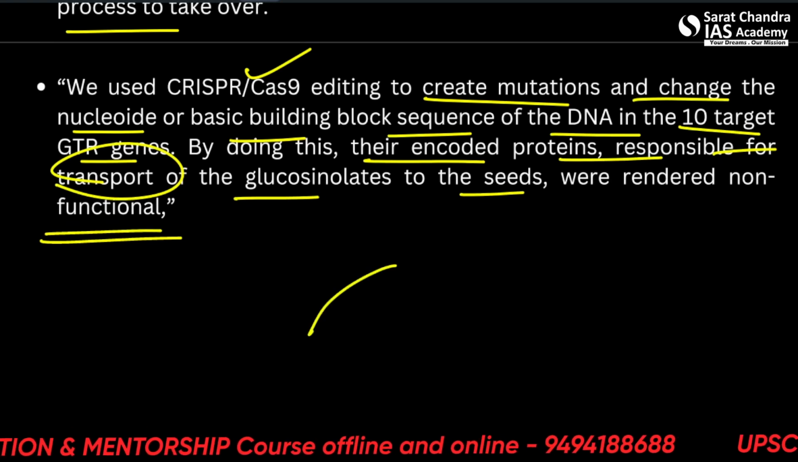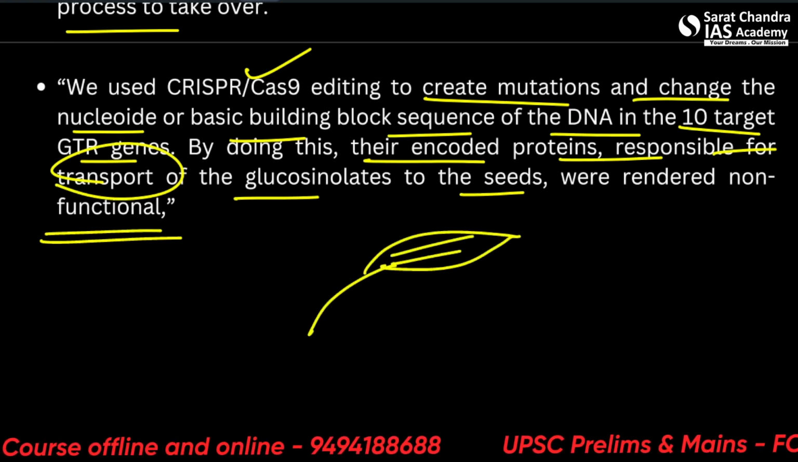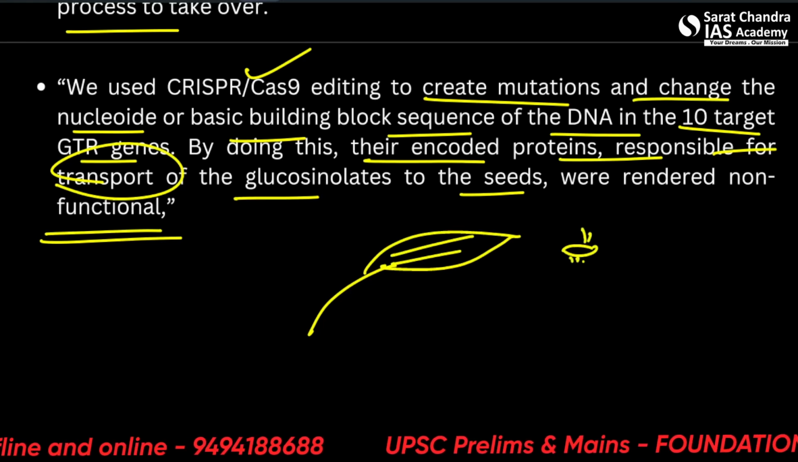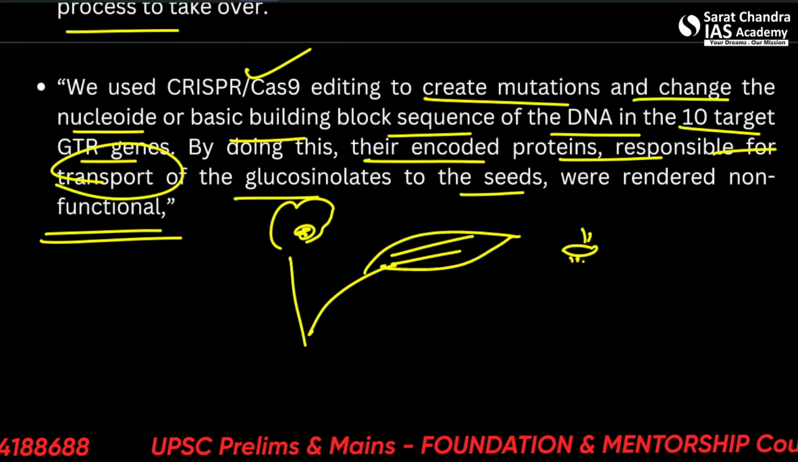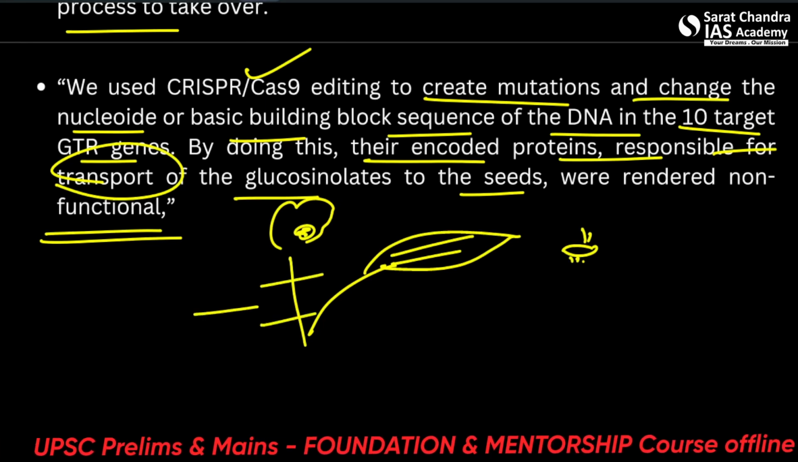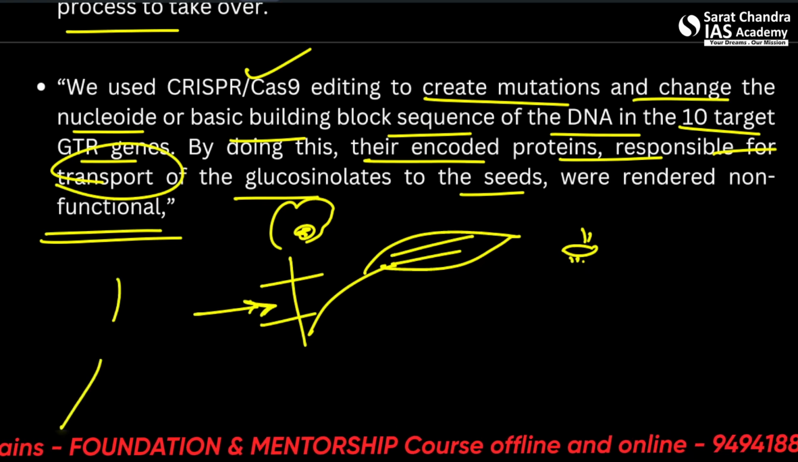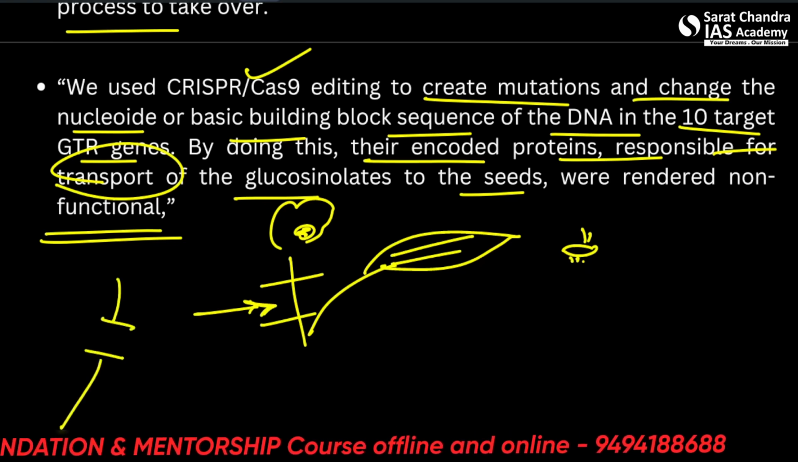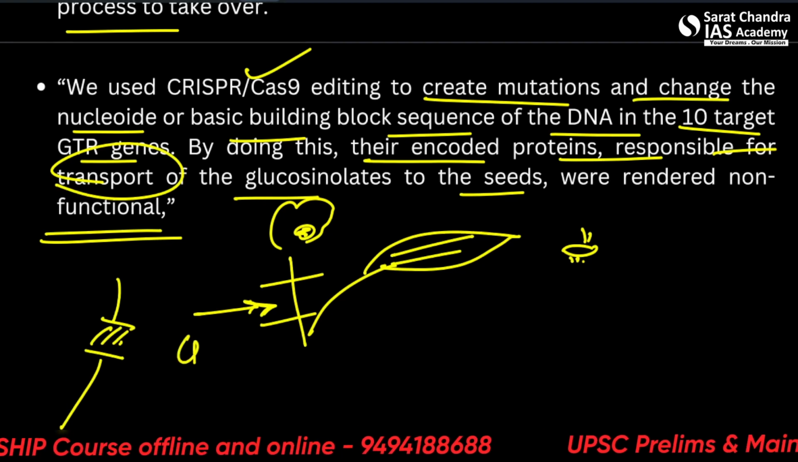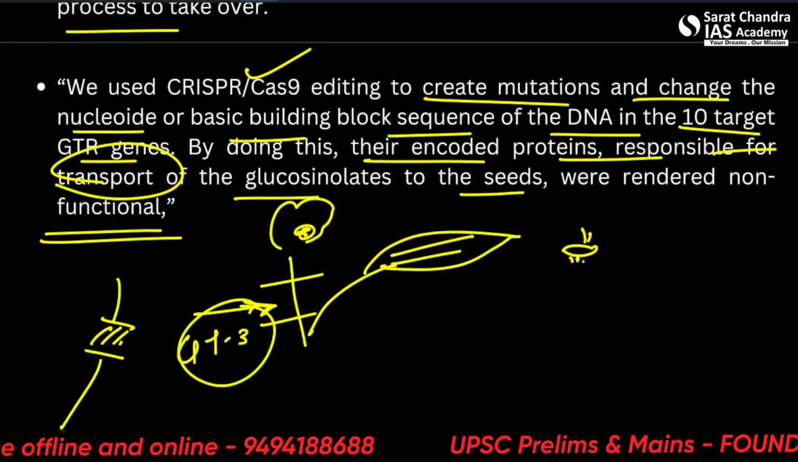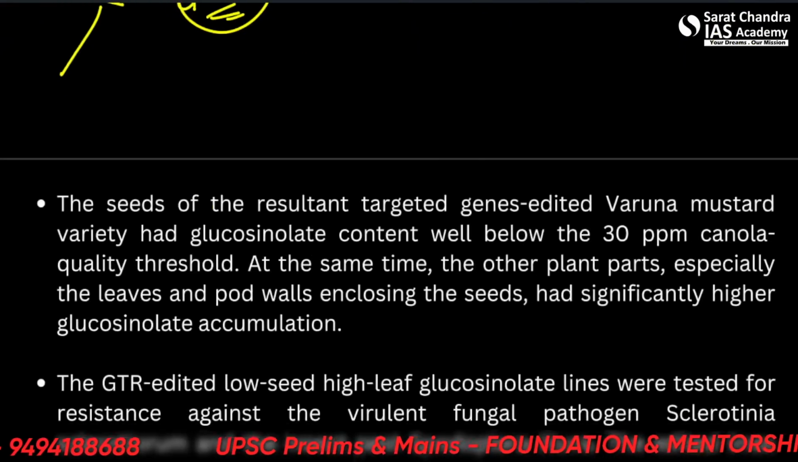So now what we have achieved is that in the leaf there is still glucosinolate keeping away the pests and termites. But the seed does not have the glucosinolates, because we edited the gene in the Varuna variety, and now the transport protein is not being produced anymore, or it is non-functional.